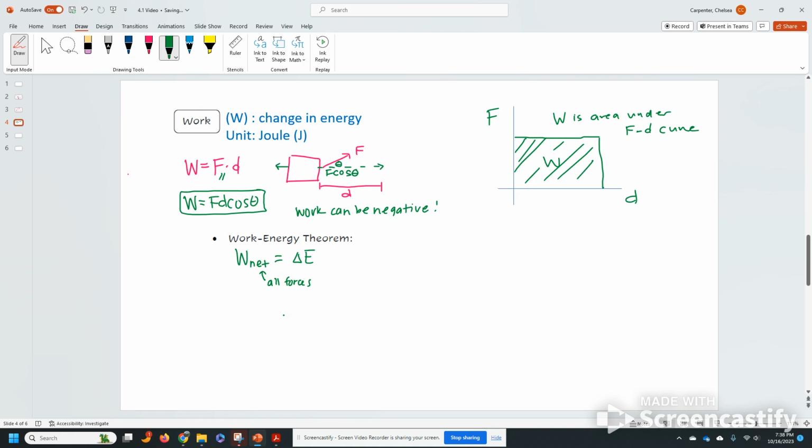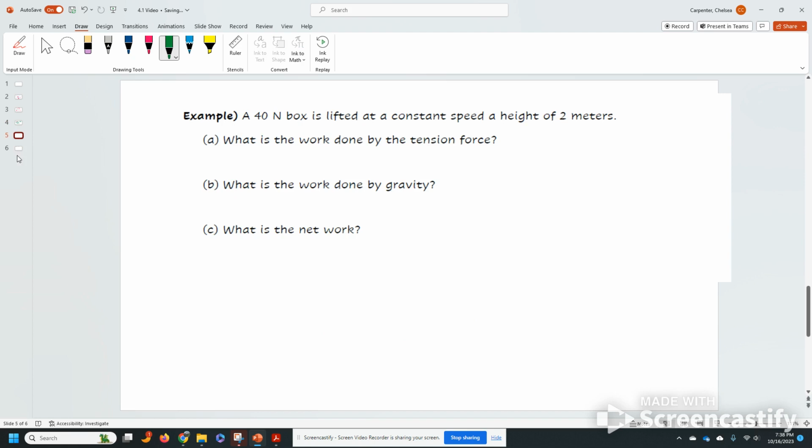And if we're just looking at an object, not a system of objects, then for an object, my net work is equal to my change in kinetic energy. And that's because objects can only have kinetic energy if we don't include them in a system. So let's look at application of this.